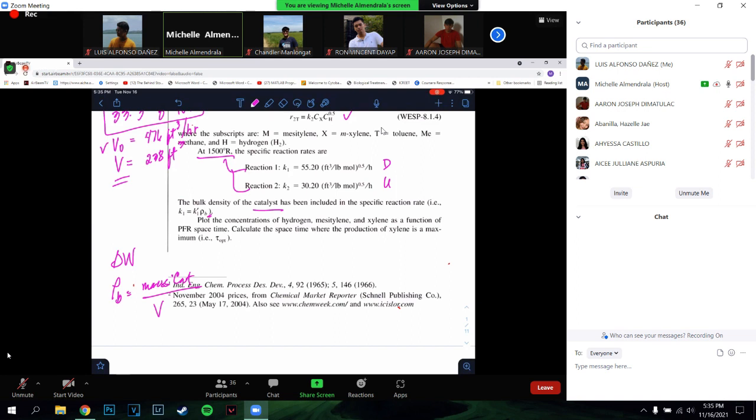The bulk density of the catalyst is included in the specific mass of catalyst per volume catalyst. Okay, so that is K1. So this is included already in K1, accounted already.